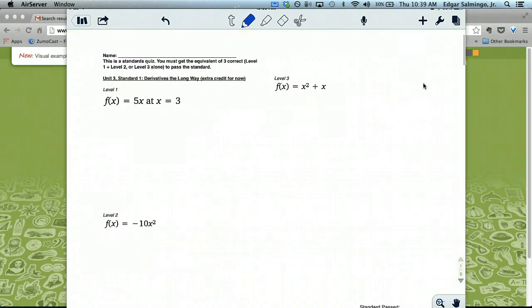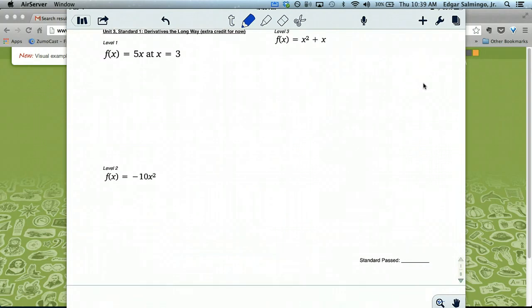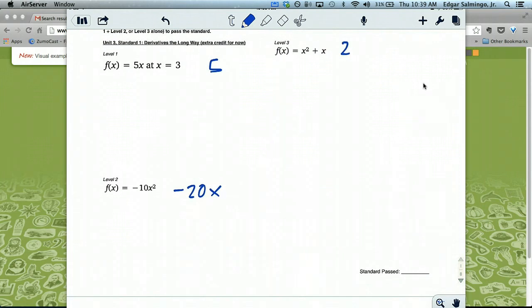First of all, derivatives the long way. This one should be easy for the fact that you should already know what the answer should be. So for example, for level 1, the one that you see in front of you, the derivative of 5x is 5. In level 2, the derivative of negative 10x squared is negative 20x. And for level 3, you know that the derivative of this is 2x plus 1. The question is, how do I get there?